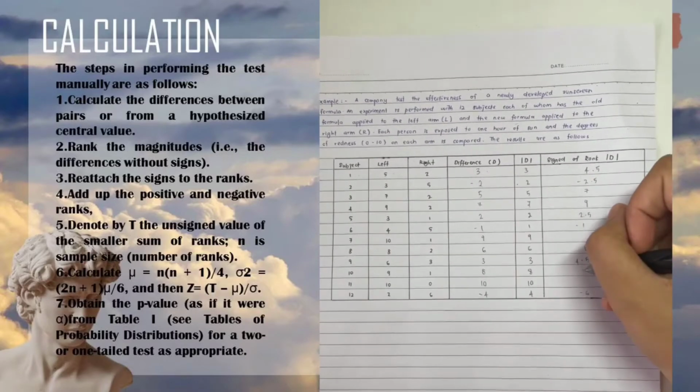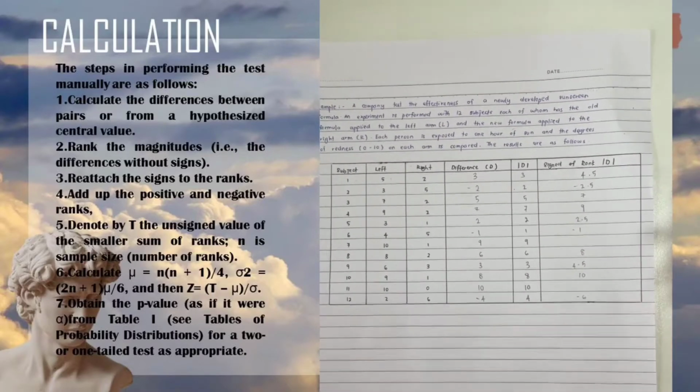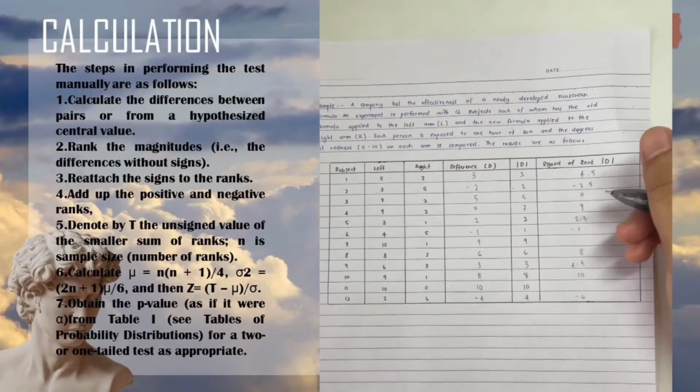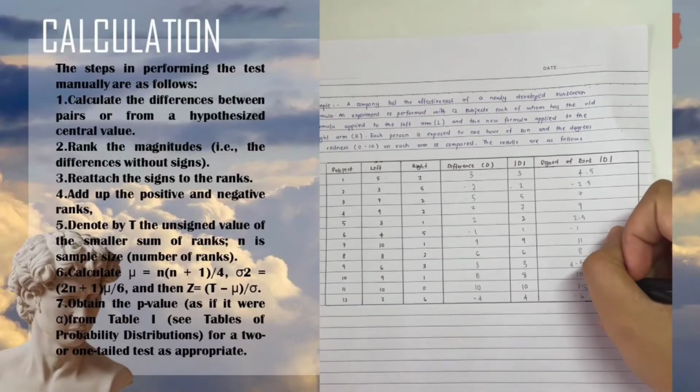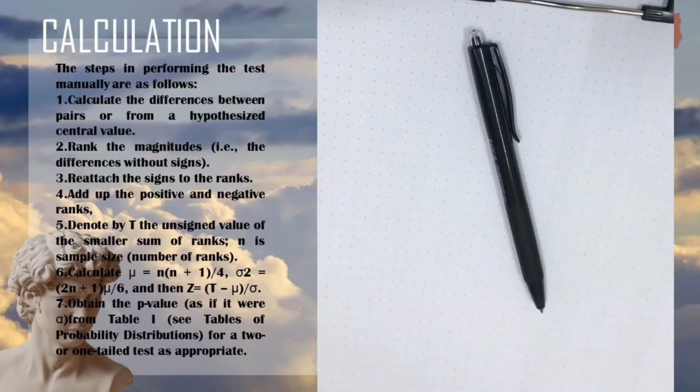And subject 10, 8. So we're gonna rank them as 10. And subject 7, 9. We're gonna rank them as 11. And for the last, subject 11, we're gonna rank them as 12. Okay, so what are we gonna do with these numbers?